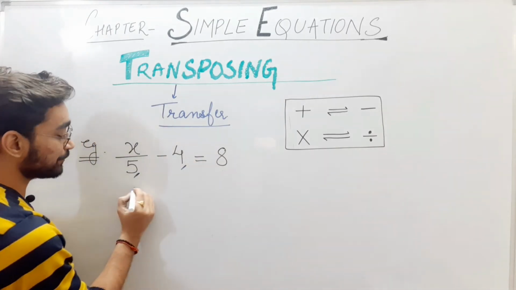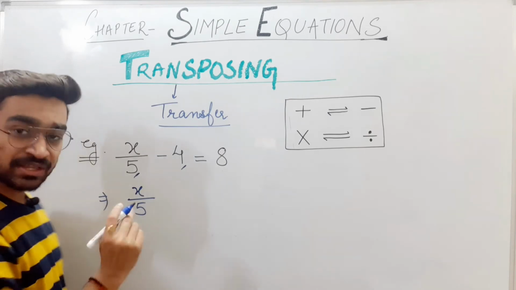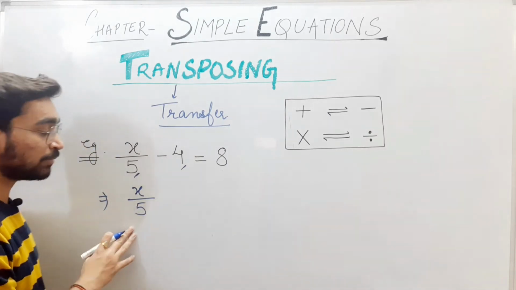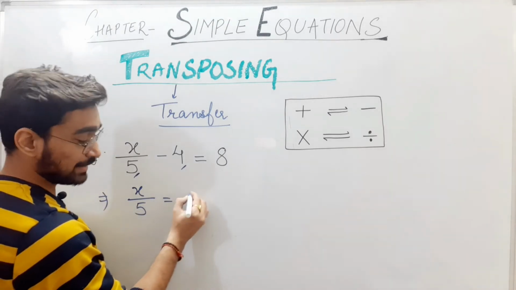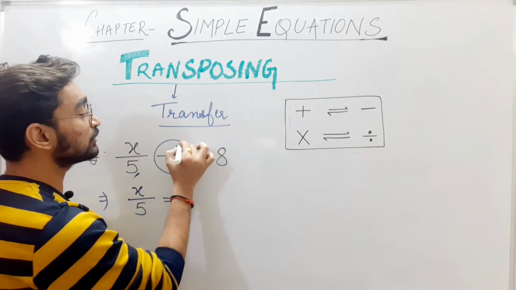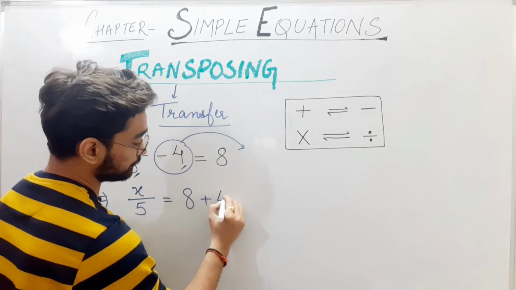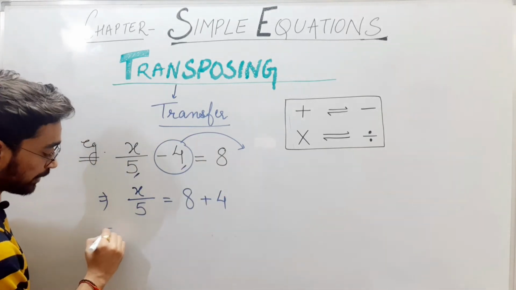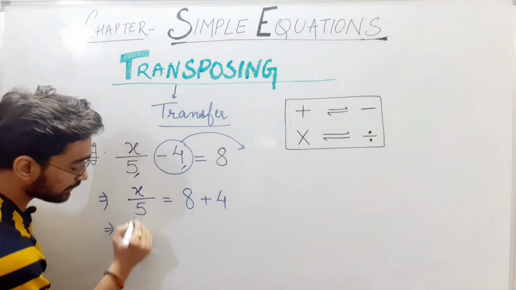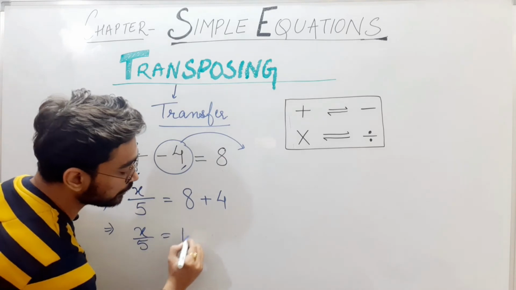It will be x upon 5, because they are not changing their value or place. It will be on its own place, equals to 8, which is not changing its place. 8 will be here. Only this 4 is going this side, so it will be at the back. Plus 4. I think up to here, no doubt anyone. Then x upon 5 will be equals to 8 plus 4, 12.